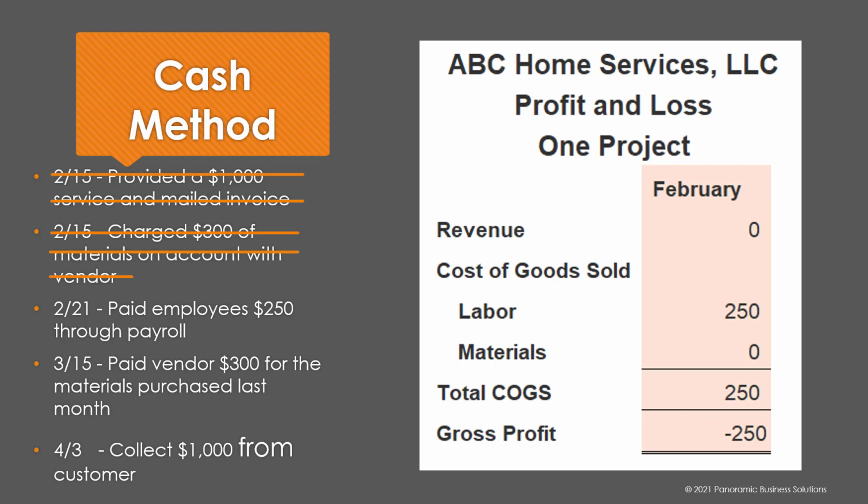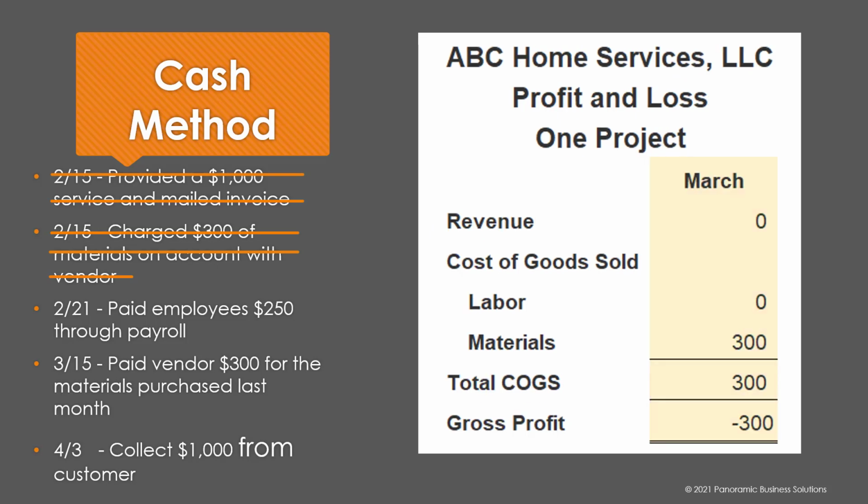In the month of February, the only thing that we're going to record is the payment to the employees. So if we only had that one project in our business, we would have had a loss during the month of February for the payroll that we paid if we were using the cash method. During the month of March, we would have had a loss of $300 because we would have paid the March 15th. We would have recorded the transaction for paying the vendor $300 for the materials.